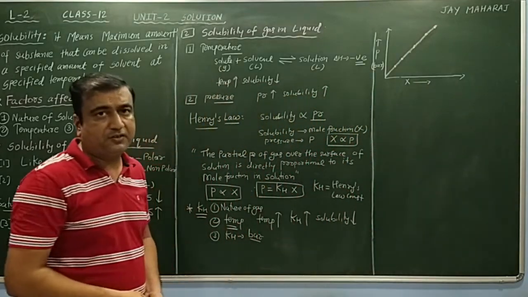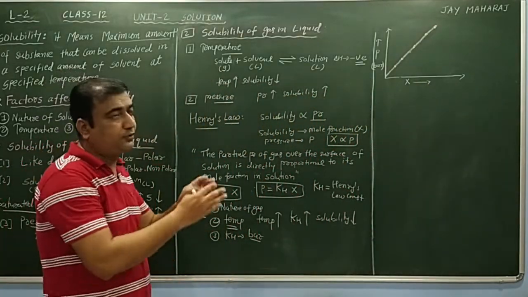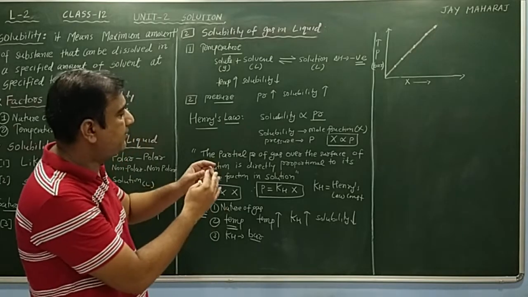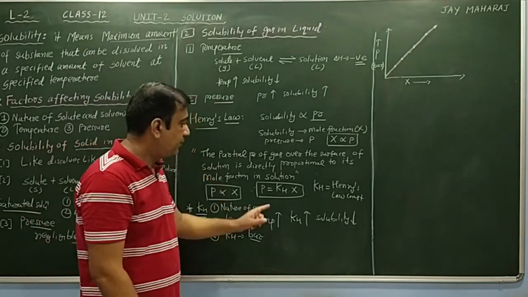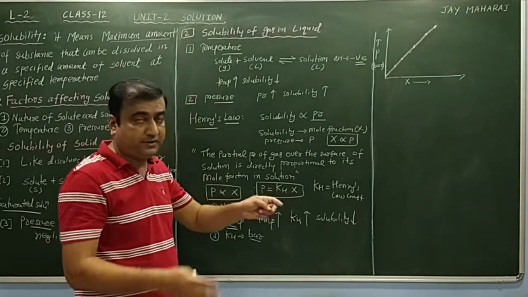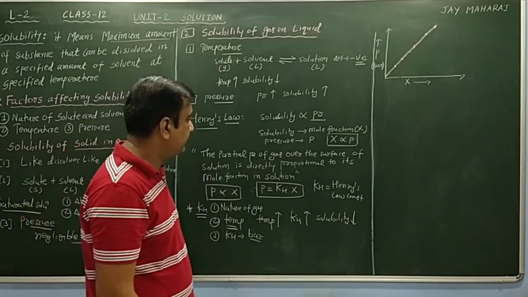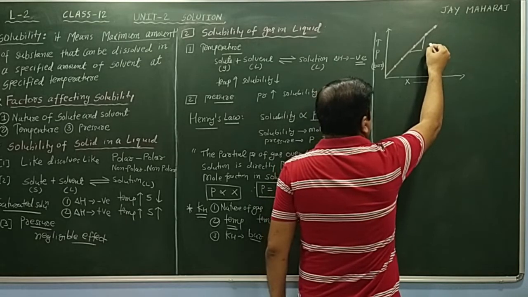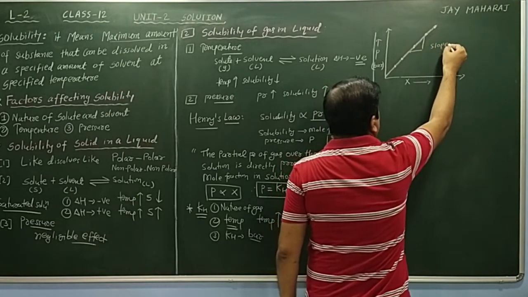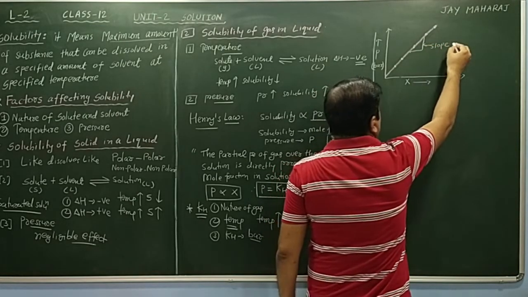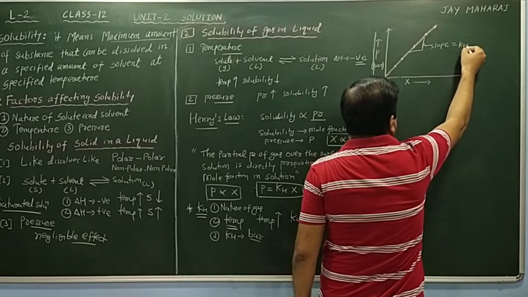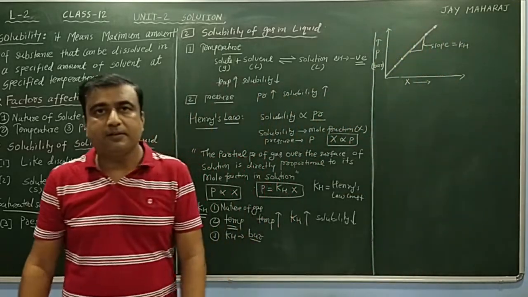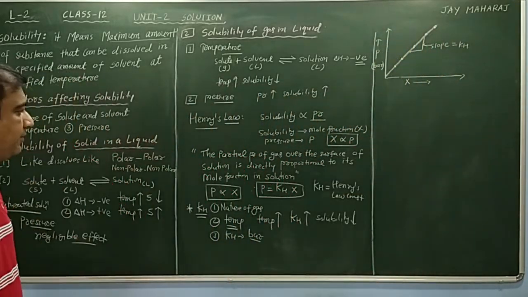The graph will be obtained as a straight line passing through the origin. This will be the graph of partial pressure of gas versus its solubility in solution. The slope of the graph indicates the value of KH. From that we can calculate the value of KH.